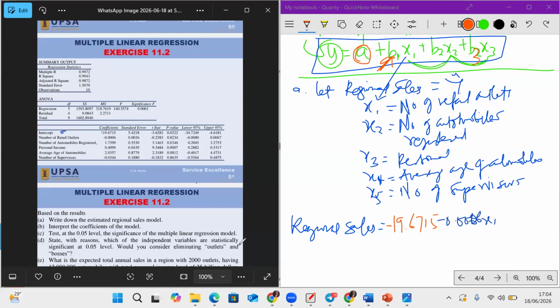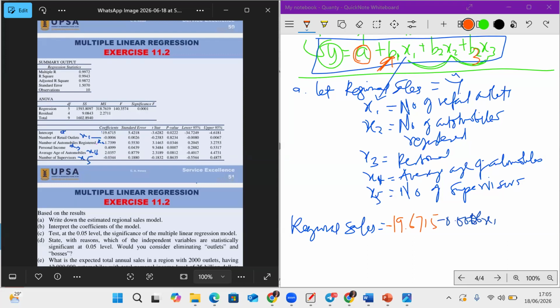So this is the A. This is x1, this is x2, this is x3, this is x4, this is x5. When I pick the coefficients, I'll multiply by what is here. Intercept is not a variable, so I cannot multiply it by anything. The intercept is a constant, it's a figure. But the next one, we are using x1 to represent number of retail outlets, so I write the coefficient and multiply by x1.